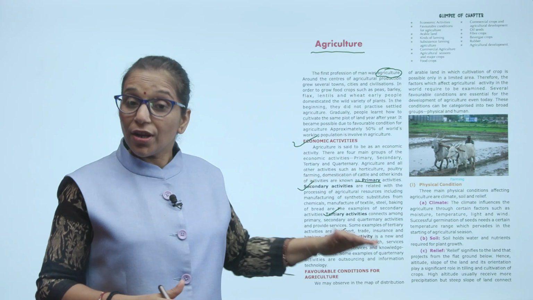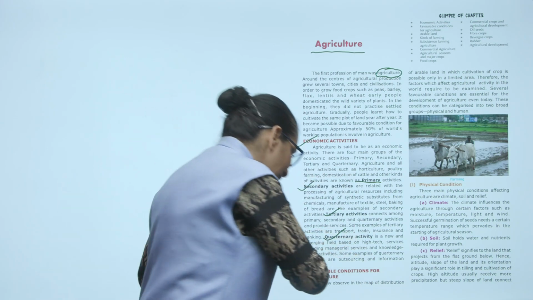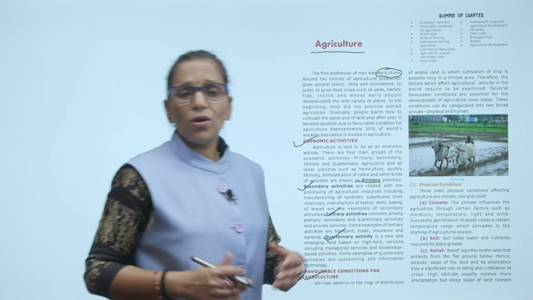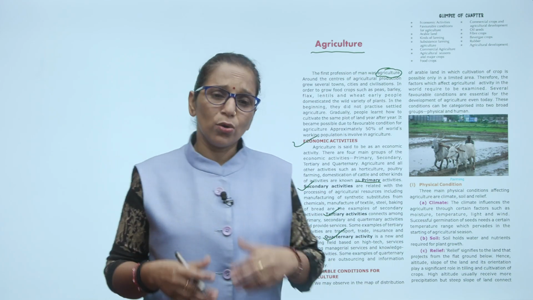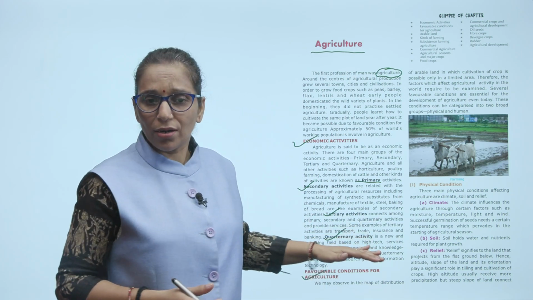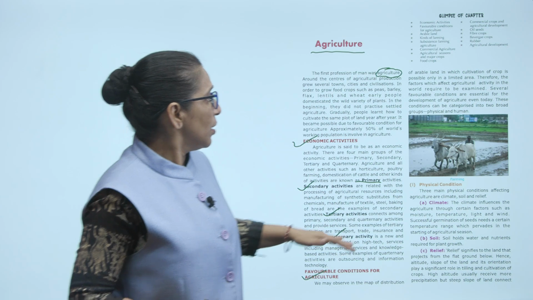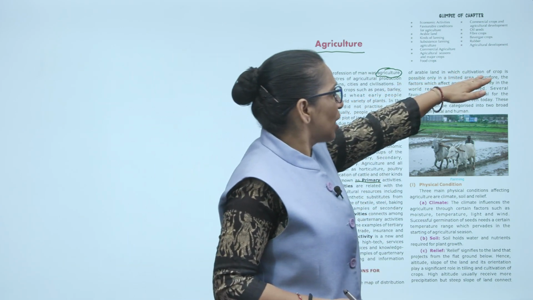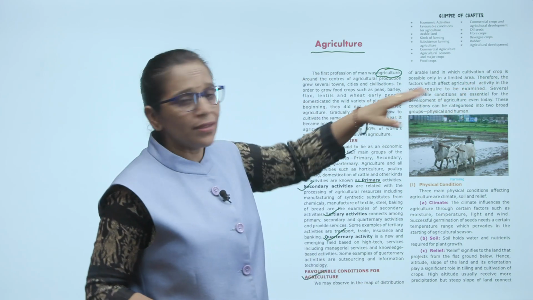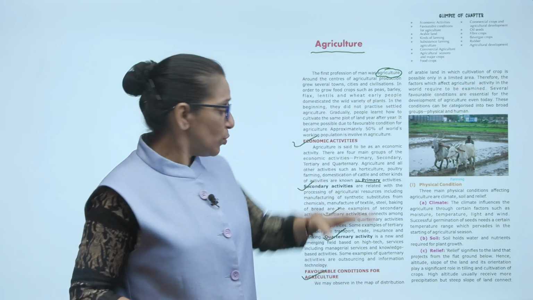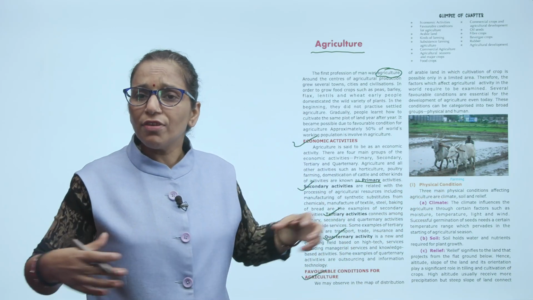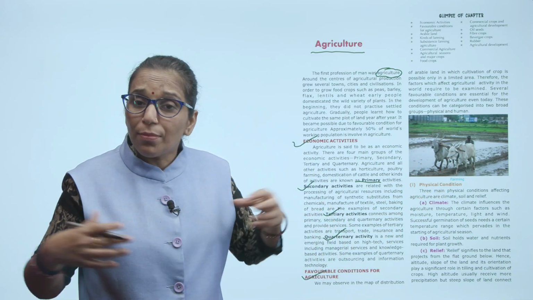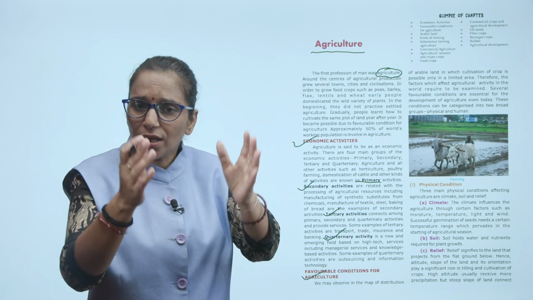Now what are the favorable conditions for agriculture? It is not that we can do agriculture anywhere or anytime. There should be favorable conditions. See, in the map of the distribution of arable land, cultivation of crops is possible only in limited areas. You can see the map on the next page, where you will find that cultivable land is not available everywhere. It is a limited area.